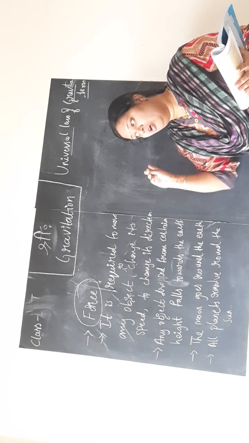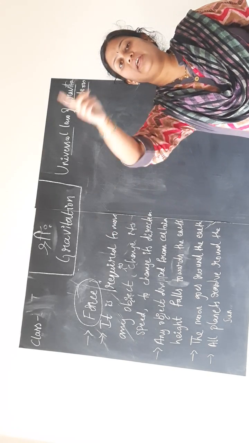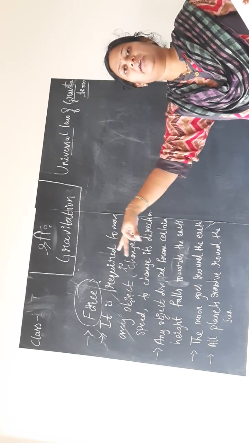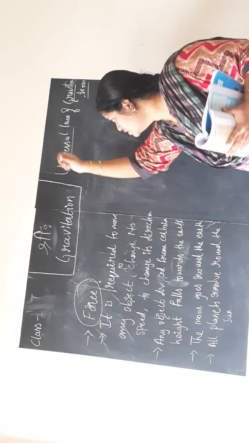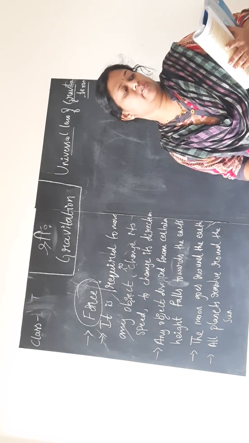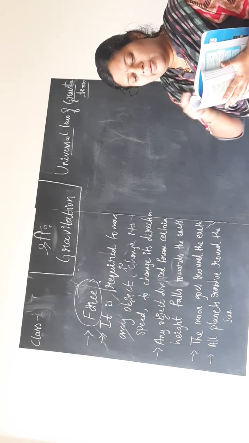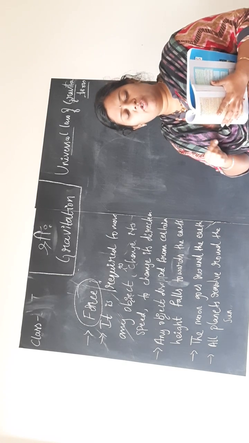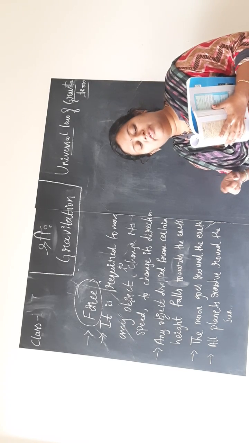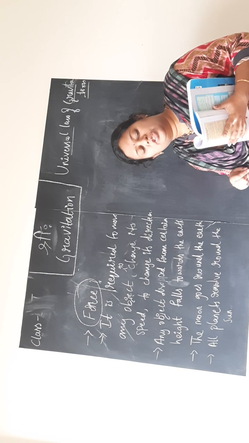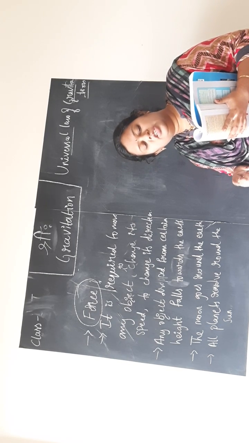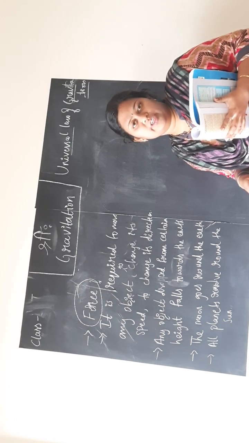Means this law, in any part of the earth you go and perform it, it is applicable, it is true, it is evident. Hence, it is called the universal law of gravitation. Every object in the universe attracts every other object with a force that is proportional to the product of their masses and inversely proportional to the square of the distance between them. The force is along the line joining the centers of the two objects.